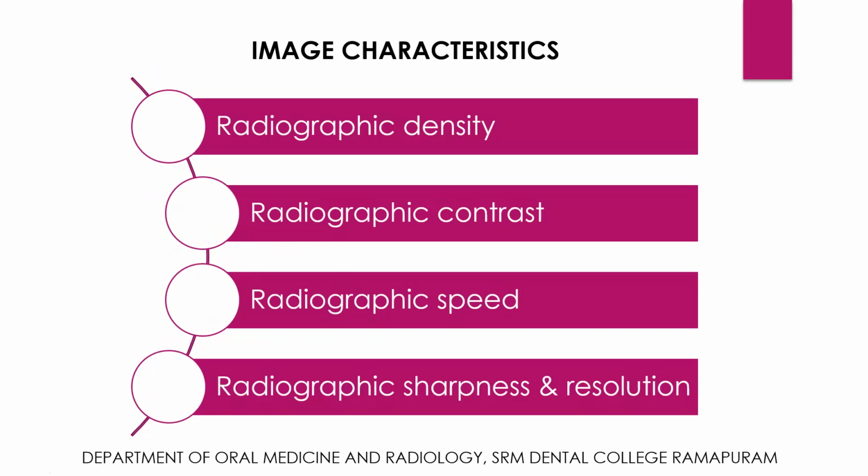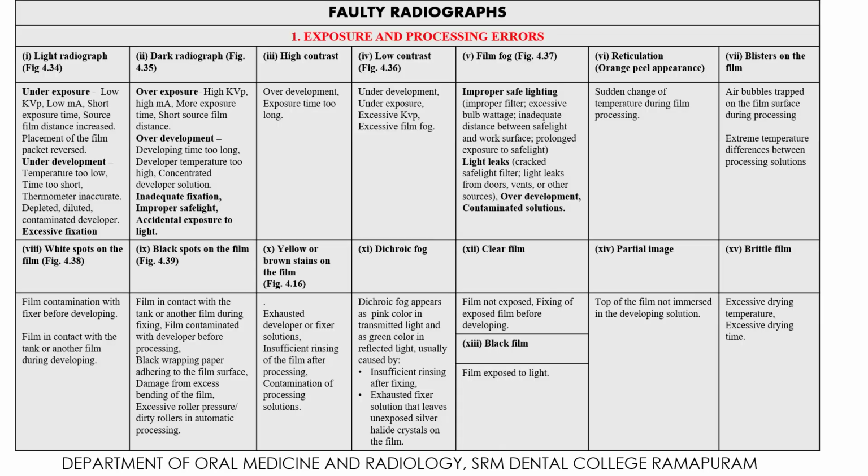The image characteristics include radiographic density. A proper radiograph should have adequate radiographic density, so it should be able to differentiate any subtle differences. It needs very good contrast with high spatial resolution, radiographic speed without any noise in the film, and radiographic sharpness and resolution. The spatial resolution also has to be adequate, so you get an adequate image of proper diagnostic value.